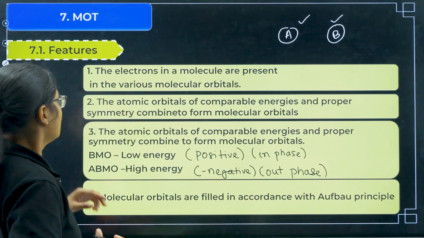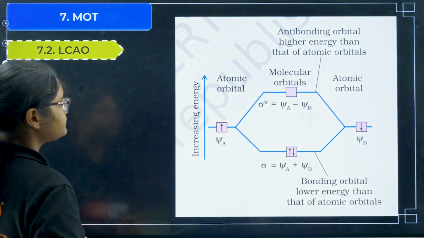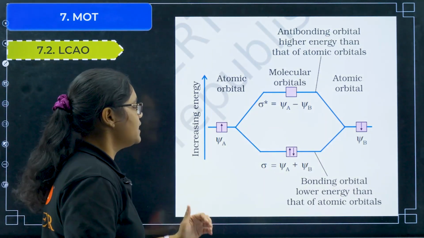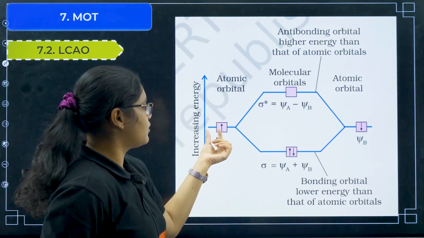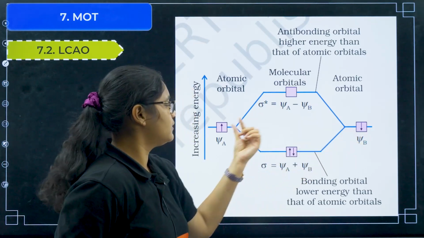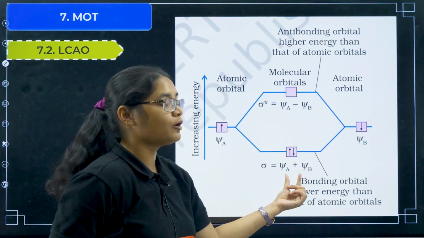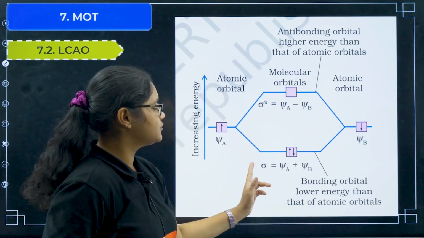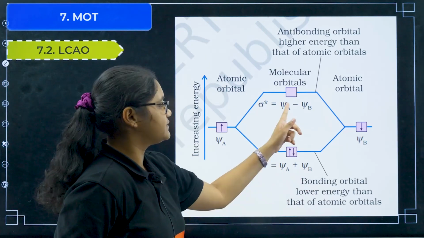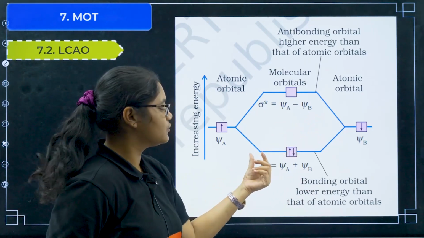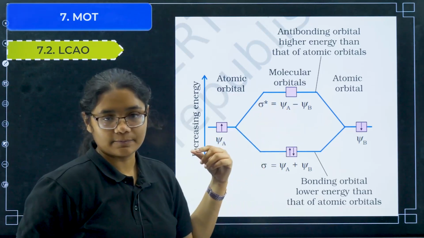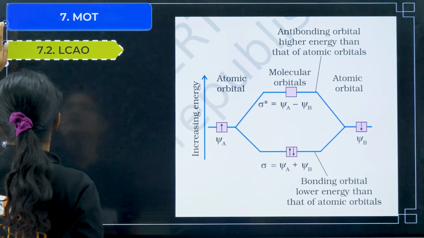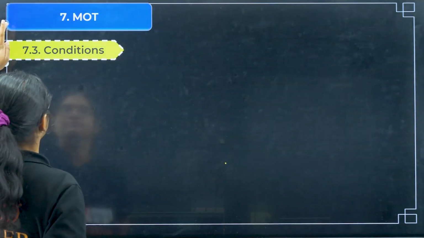Okay. Next, you can see, for example, you have one atom A, you have one atom B. This has one atomic orbital, this has one atomic orbital. Both of them will combine to give you a bonding molecular orbital. So this is your positive overlapping, this is your negative overlapping. So here we get sigma and here we denote it as sigma star. The anti-bonding orbitals are shown with a star sign.